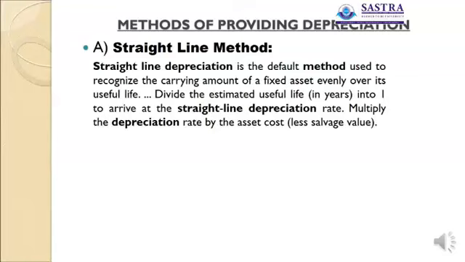Divide the estimated useful life in years into 1 to arrive at the straight line depreciation rate. Multiply the depreciation rate by the asset cost less salvage value. Suppose the value of an asset becomes 1 lakh and the salvage value is 20,000, so that it becomes 80,000, the net cost, and the number of years is 5.